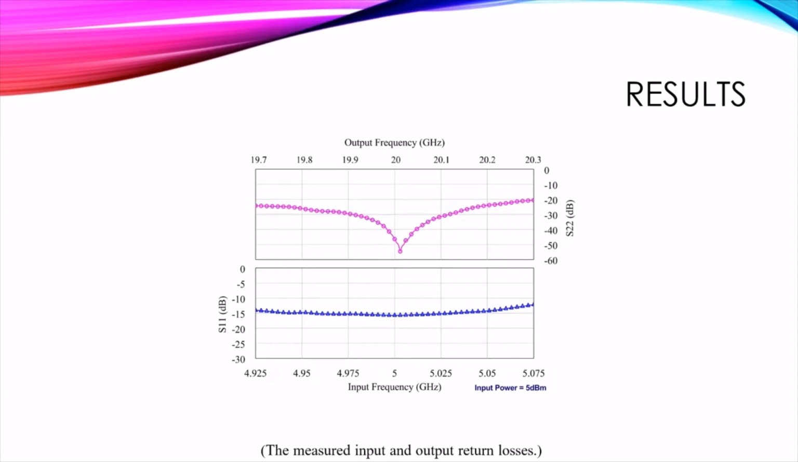Input and output return losses are plotted in this slide. Input return loss is lower than minus 10 dB and output return loss is below minus 20 dB at the entire working frequency band for 5 dBm input power, and their minimum values are obtained close to the center frequency.